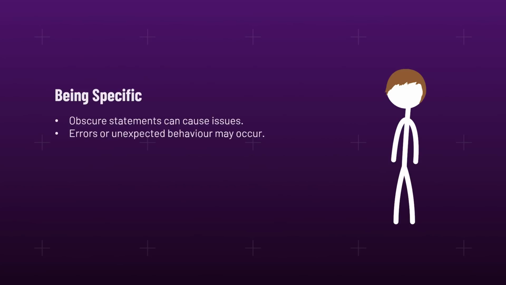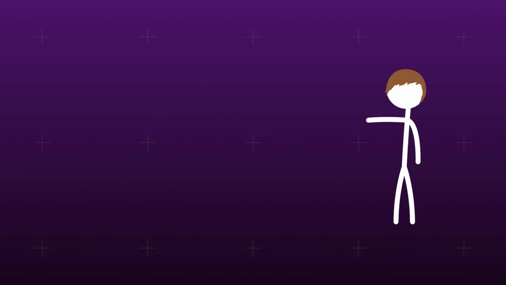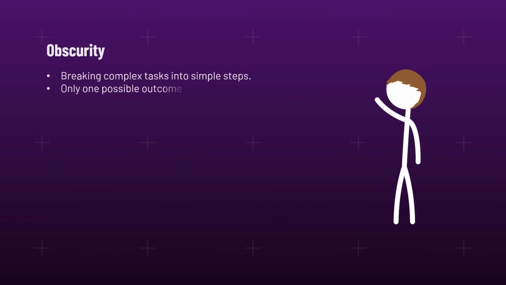There are two parts to being specific that we need to think about, which are obscurity and the order of operations. In terms of obscurity, I mean knowing how to break complex tasks down into simple steps that can only ever lead to one specific outcome. Strictly speaking, if many people read the same set of instructions, they should all end up with the exact same result.